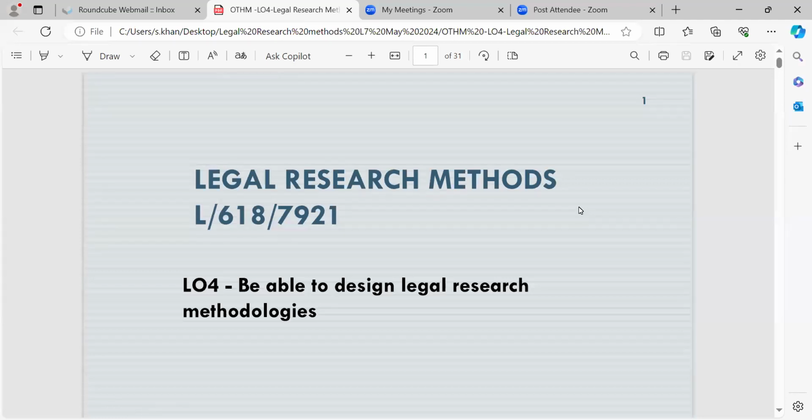We looked at also in Learning Outcome 2 how to create research aims and objectives. And we looked at the SMART criteria, which is specific, measurable, achievable, relevant, and time-bound, and how that relates to producing and creating your aims and objectives for your research project.